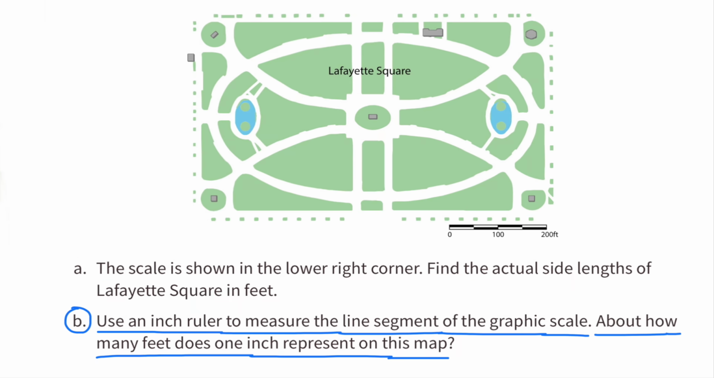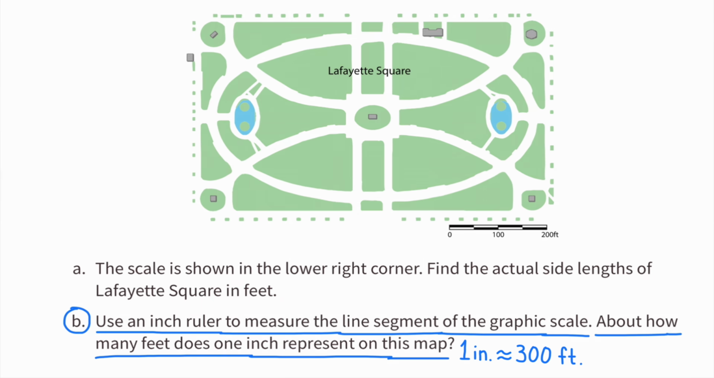B. Use an inch ruler to measure the line segment of the graphic scale. About how many feet does 1 inch represent on this map? It depends on how large the copy of your map is, but I'd say 1 inch is approximately 300 feet.